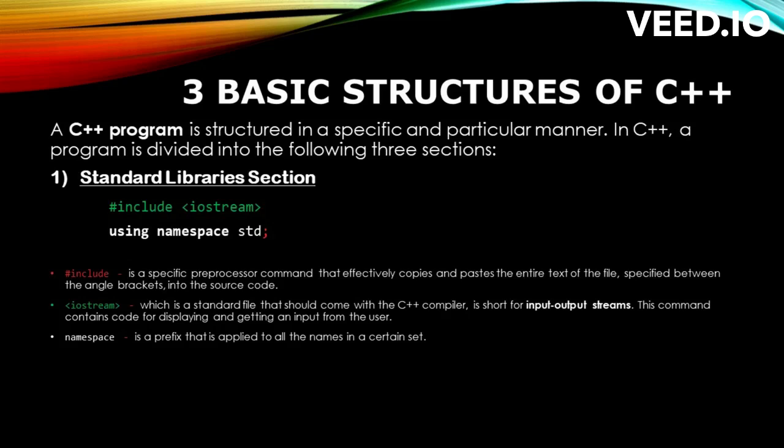#include is a specific preprocessor command that copies and pastes the entire text of a file using a single line of code, and <iostream> is a standard file that should come with the C++ compiler. It tells the compiler that we will use the input and output stream that handles the way we display and get input from the user. And namespace is a prefix that is applied to all the names in a certain set.